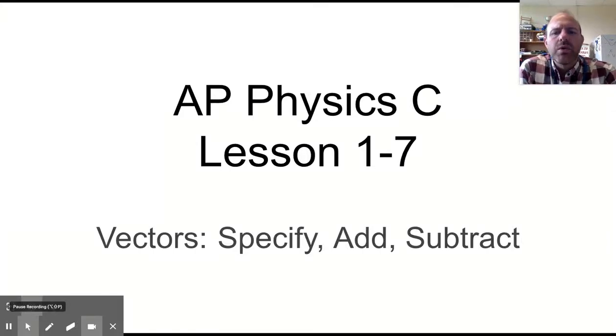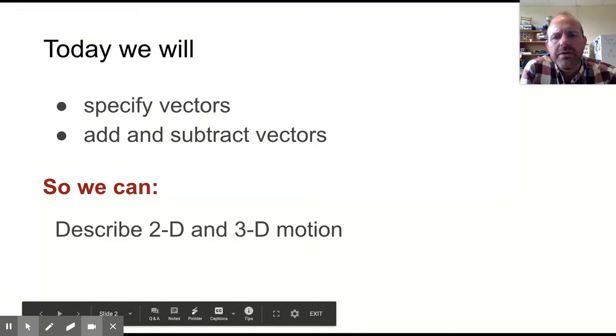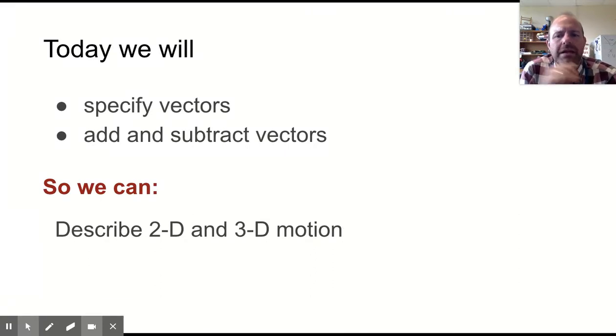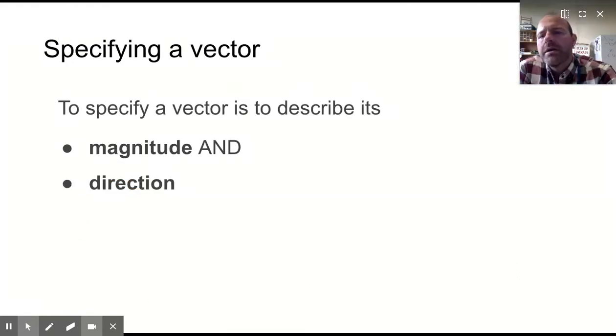In this video, we're looking at vectors, specifying, adding, and subtracting them using a variety of methods. Specifically, we want to do this so that we can describe both 2- and 3-dimensional motion. Up to this point, we've really been looking at 1 dimension, and we'll still look at 1 dimension at a time, but we want to be able to do more than that. We want to be able to talk about the magnitude of a vector and its direction.